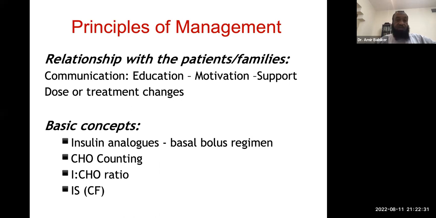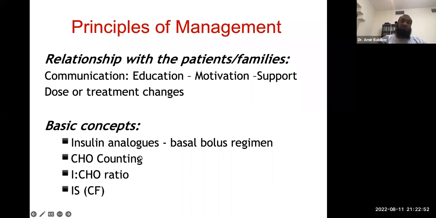So, principles of management, as we said: communication, education, motivation, support, and these are the basic concepts that need to be emphasized. Which is insulin sensitivity, the last one, the correction factor. Yes, when we correct for high levels of blood sugar apart from eating. And with regard to eating, you need to match the insulin to carbohydrates.